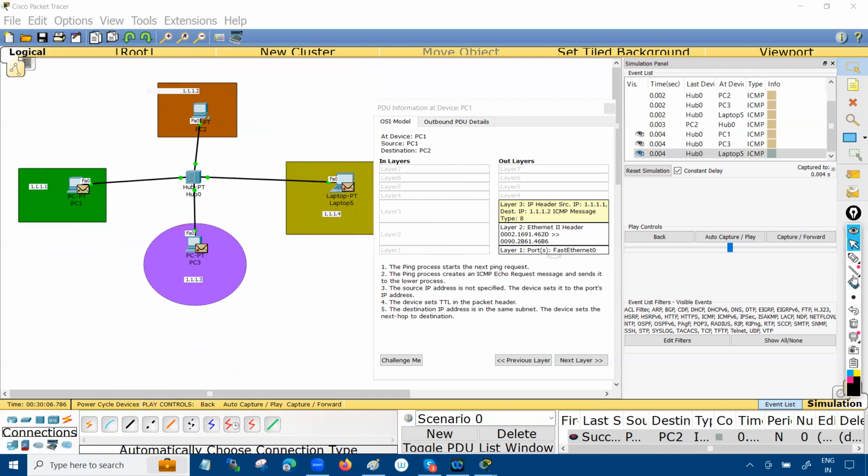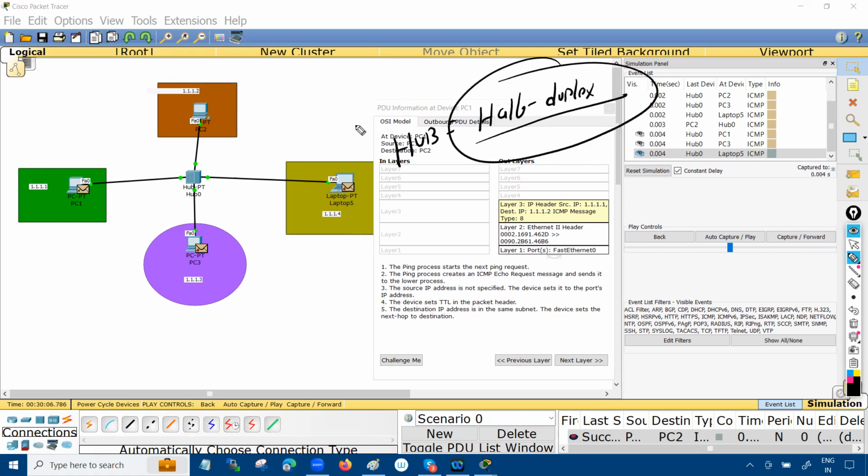Another problem with the hub, do you know what? Another issue with the hub is what? Hub is a half duplex device. If somebody knows half duplex, that's good. If somebody doesn't know, let me explain the meaning of half duplex. Half duplex means what?